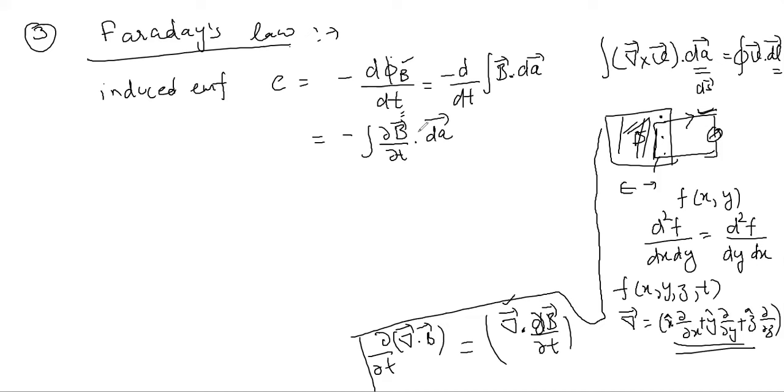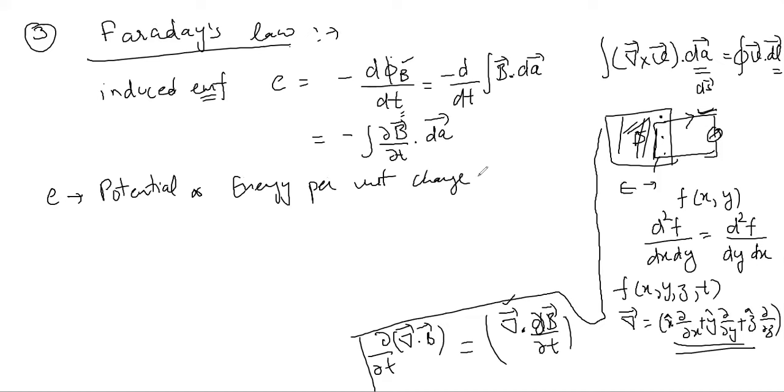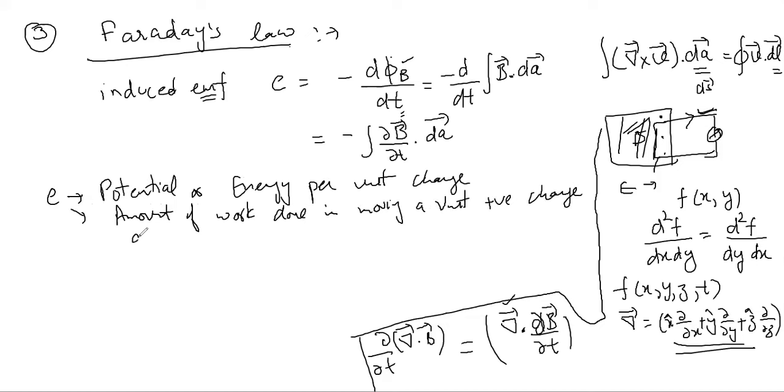Now here, induced EMF, by definition, even though the name says that it's electromotive force, is a potential. You know that, right? Induced EMF is a potential, or basically energy per unit charge. This induced EMF, by definition, is also defined as the amount of work done in carrying a unit charge through a closed loop. This is the definition of induced EMF. This is also basically equal to the amount of work done in moving a unit positive charge around a closed loop.